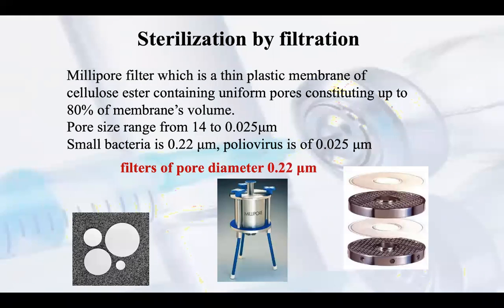Now, the types of filtration used. Millipore filters are thin plastic membranes of cellulose ester containing uniform pores constituting up to 80% of the membrane's volume. The pore size ranges from 14 to 0.02 micrometer. Small bacteria are 0.022 micrometer, and polioviruses are 0.02. So these have to be passed through these types of filters.